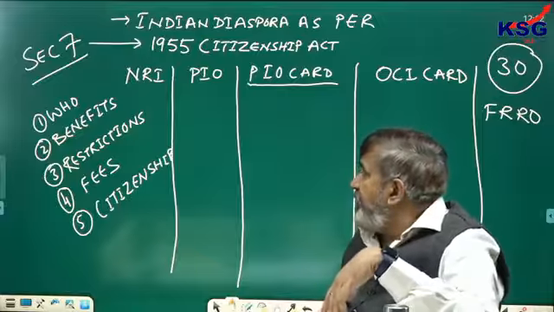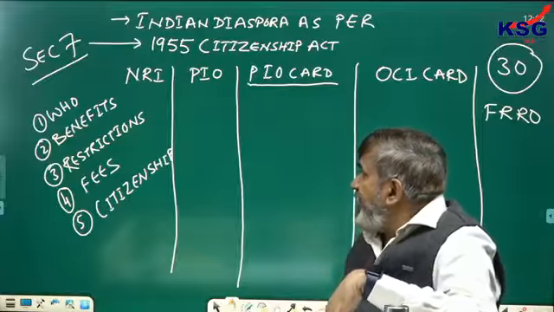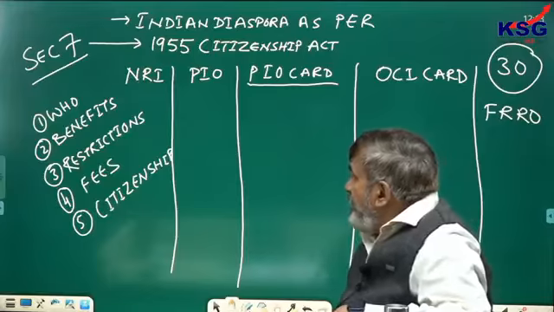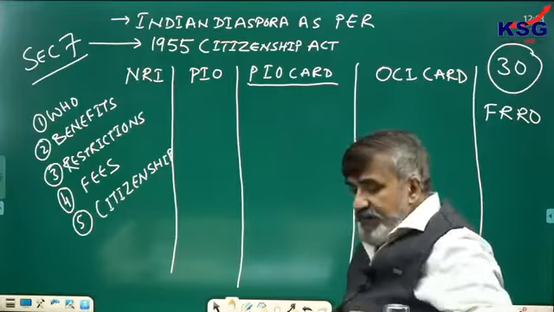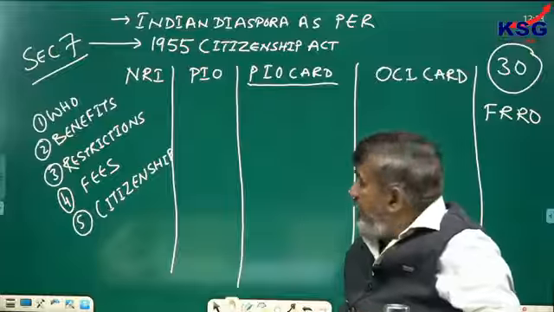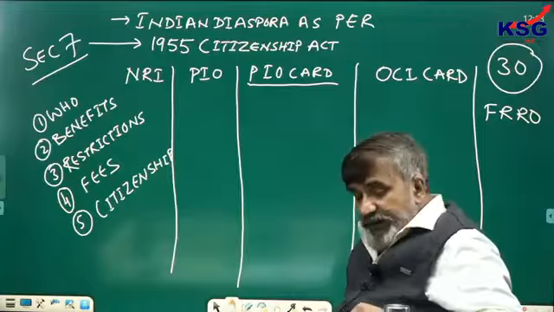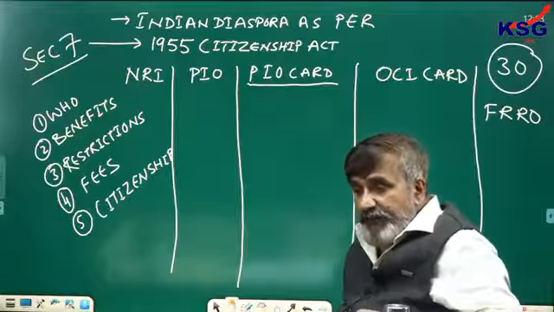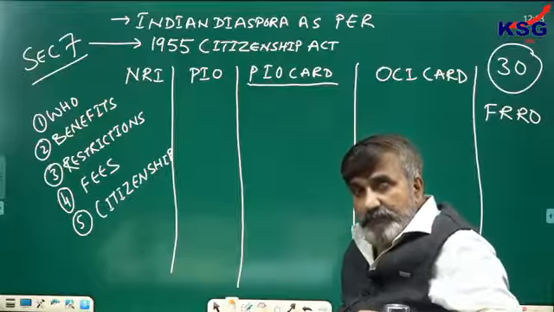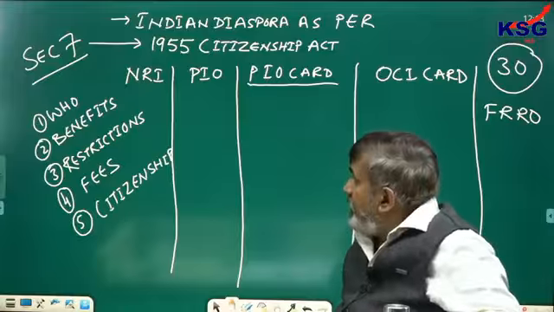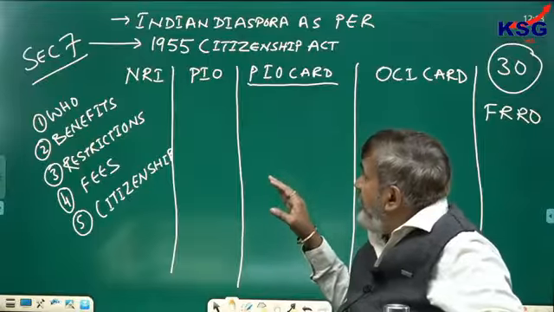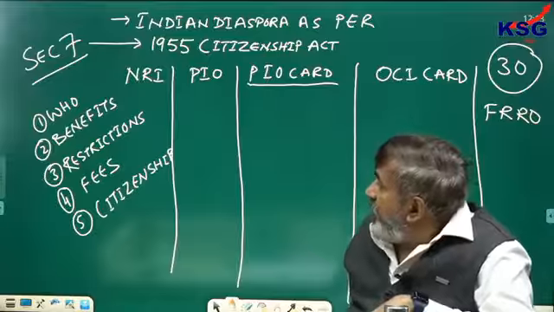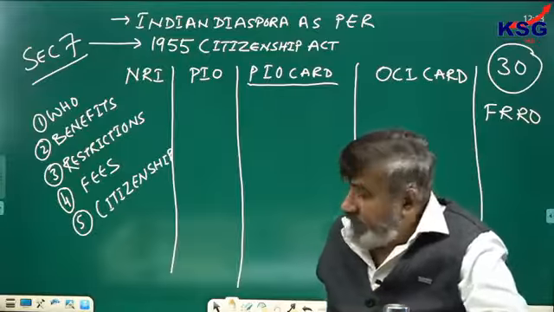Third benefit, OCI card holders are also held at par with NRI in economic field, financial field, and educational field. So these are the benefits given to PIO and OCI card holders.